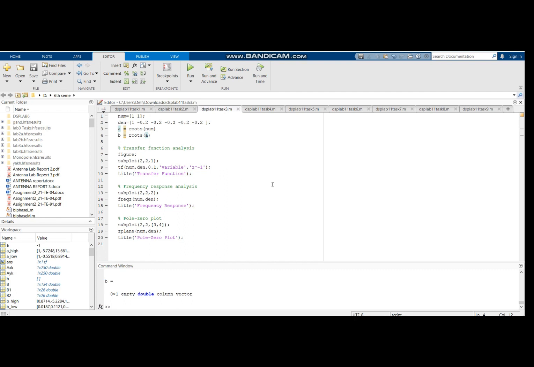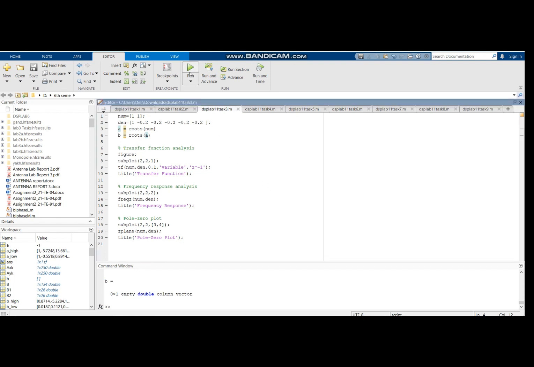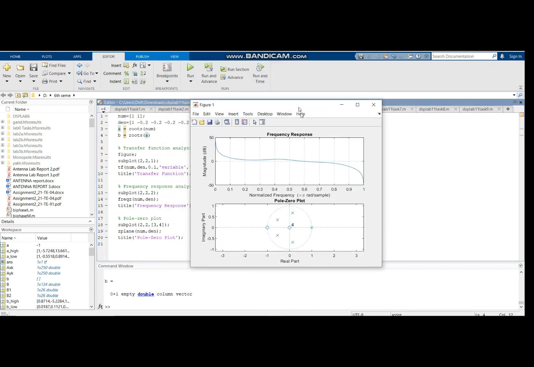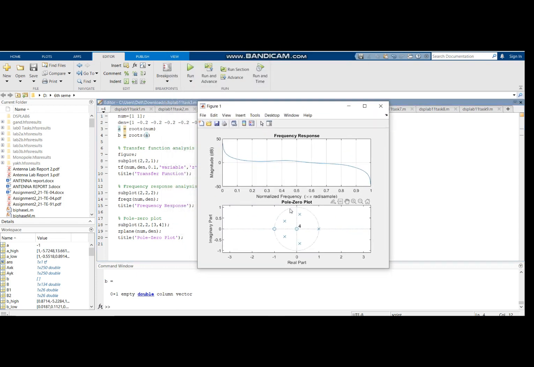Here also the numerator and denominator coefficients are provided, and roots are provided for the a variable. Let us run the code and observe the frequency response and pole-zero plot for this system. Here we can see that different poles are inside the circle, which leads to system stability, but a single pole lies exactly on the unit circle circumference, which means that the system becomes marginally stable.